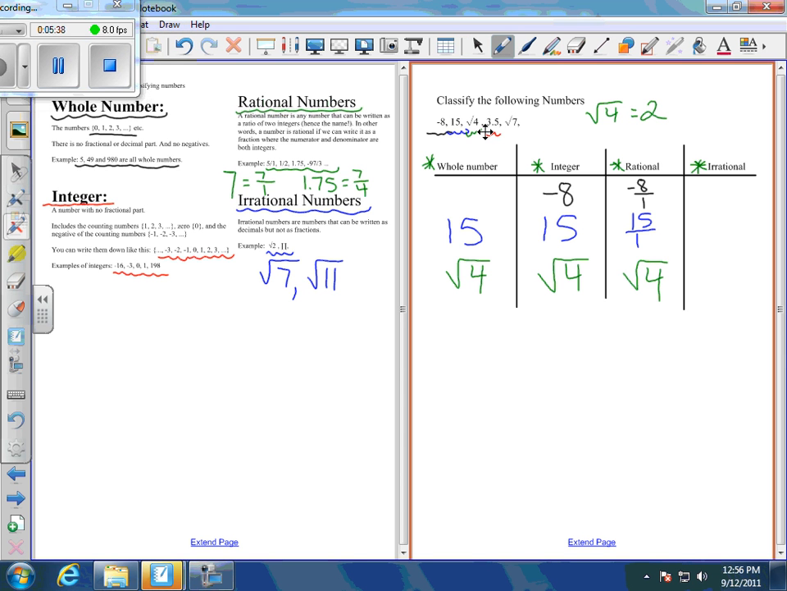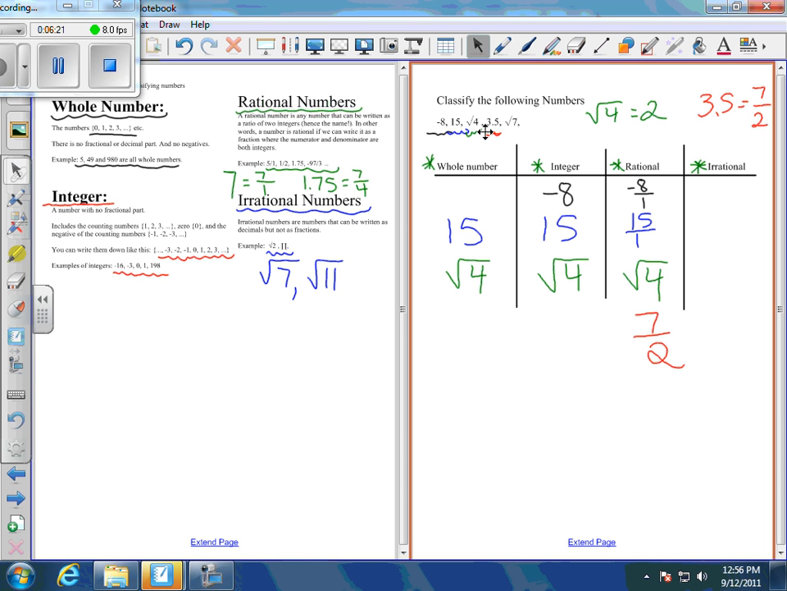Let's take a look at 3.5. 3.5 can be written as a fraction as 7 over 2. So we want to say, does this 7 over 2 fall into the whole number category? And the answer is no. 7 over 2 is a fraction, which is not a whole number. Is it an integer? No, because it does not fall in that category as part of our counting whole numbers. Is it rational? Absolutely rational because it can be written as the fraction of 7 over 2, which puts it into the rational category.